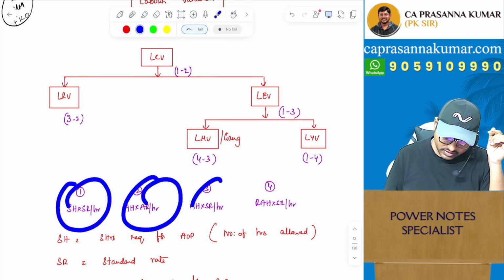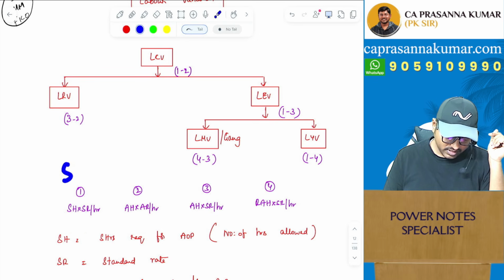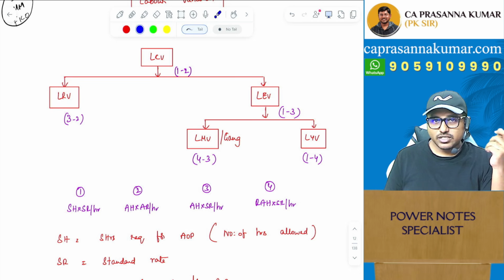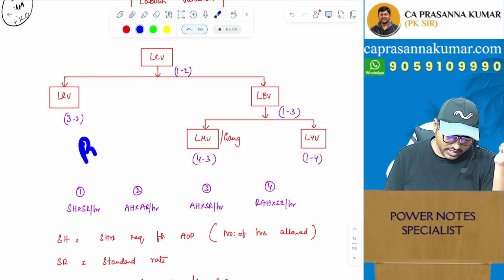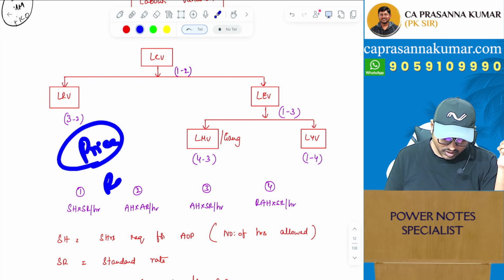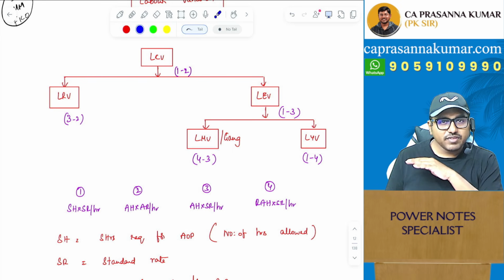Same 4 formulas. What is the first formula there? SQ into SP. Here it is SH into SR. There we call it quantity; here we call it hours because it is labor. There we call it price because it is material; here we call it rate, except that everything else is the same.